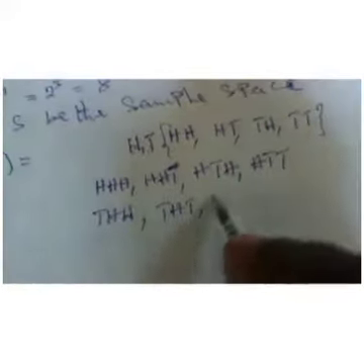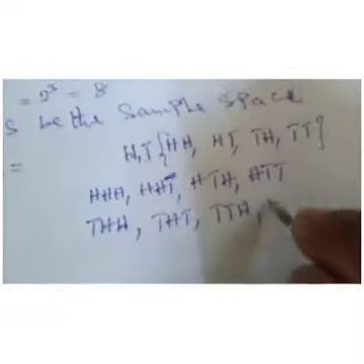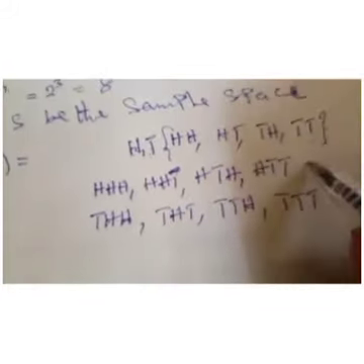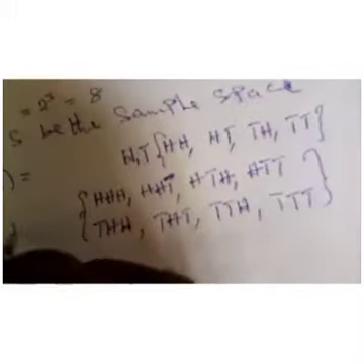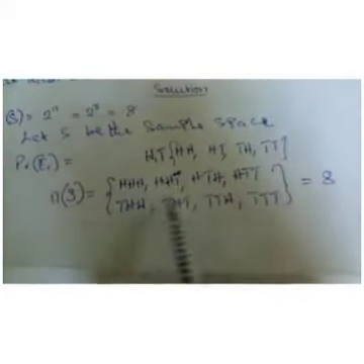This and this, we have tail, head, head. This and this, we have tail, head, tail. This and this, we have tail, tail, head. This and this, we have tail, tail, tail. So this is our sample space, which is equal to 8. That is 1, 2, 3, 4, 5, 6, 7, 8, which is equal to 8.